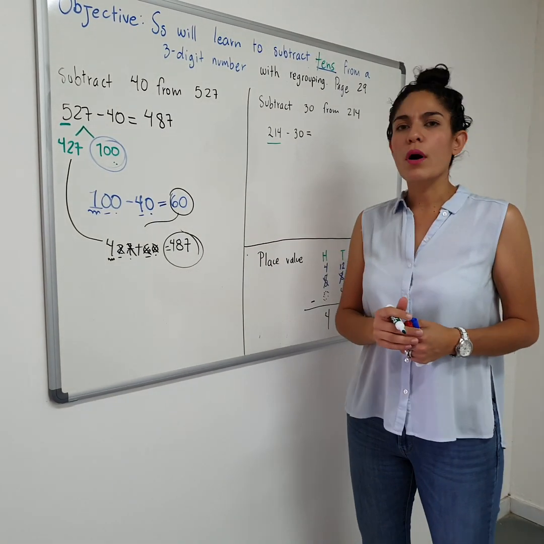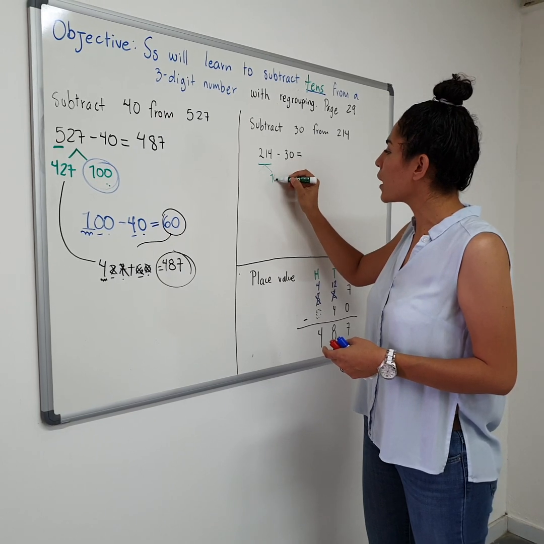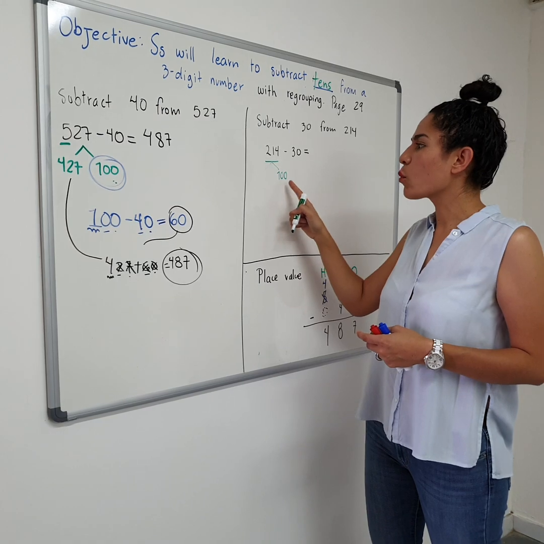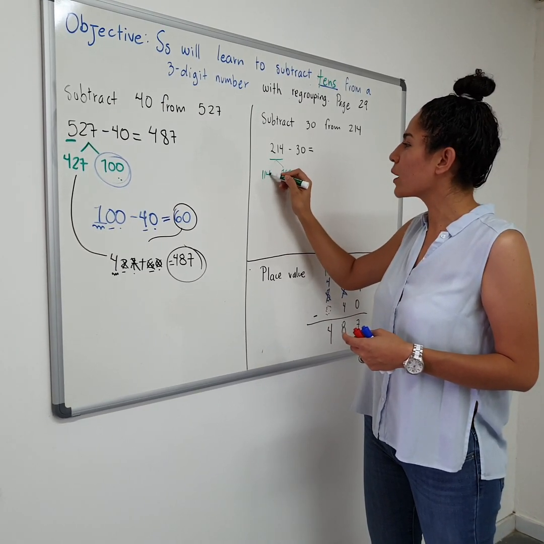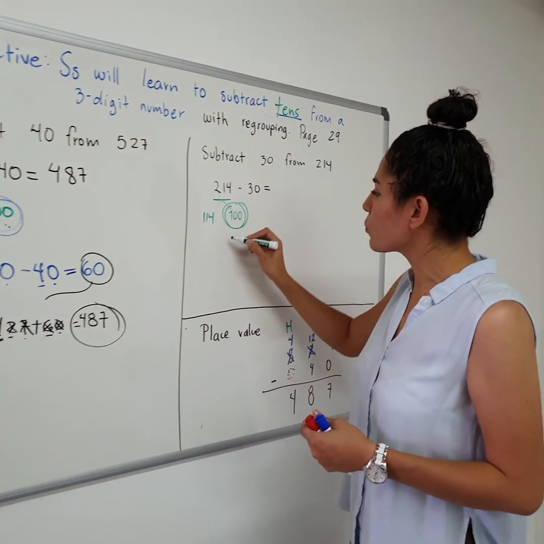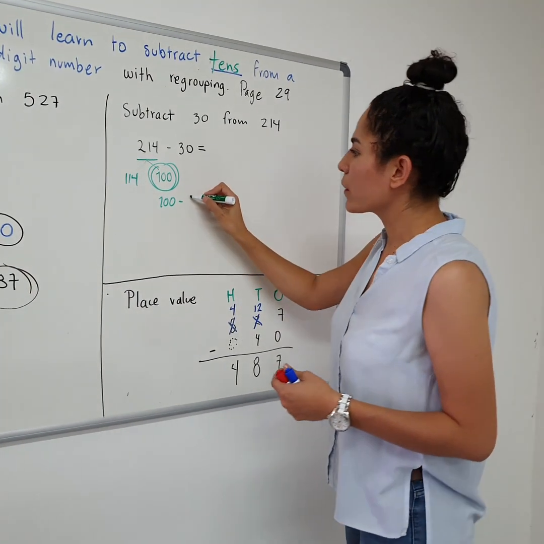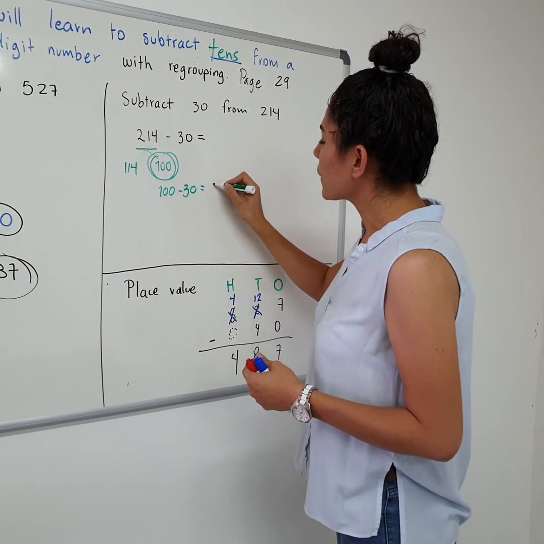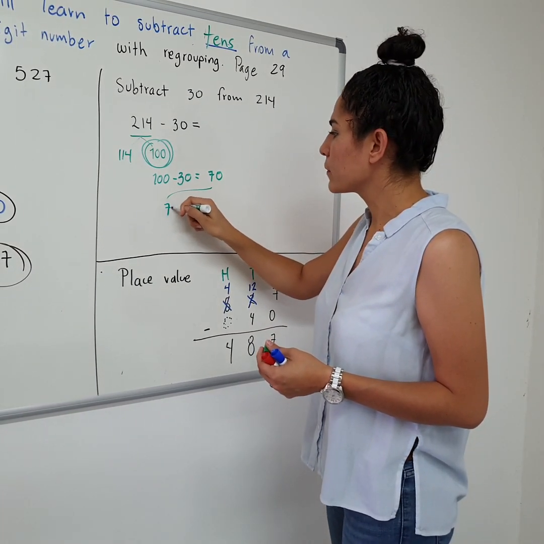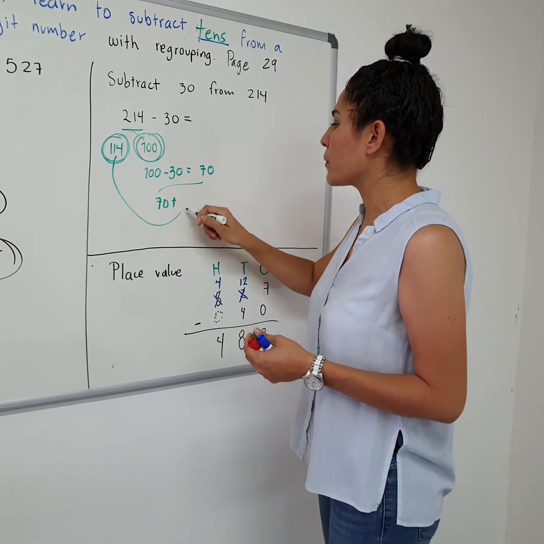You have 214, but the rule says that we always need to get 100 in here. 214 minus 100 gives us 114. Okay? And then we're going to use this 100 to take away the 30, the 3 tens. This is going to be 70. We're going to take that 70 to add it with this first number that we had here.